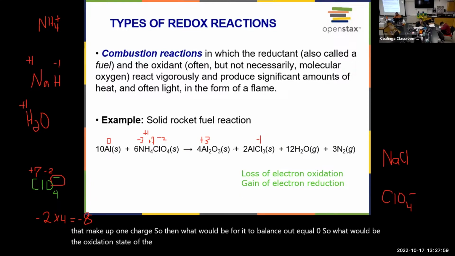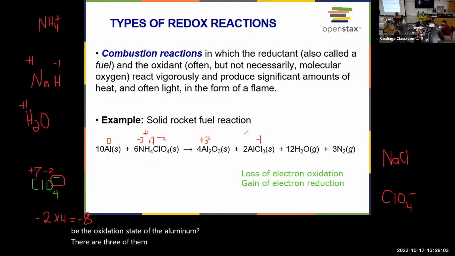+1. Now plus, there are three of them, so +3. So we're saying each one is plus... We also know that this was -2 for each one. Okay, over here with water, hydrogen is +1, and oxygen is -2. And then we have N2.